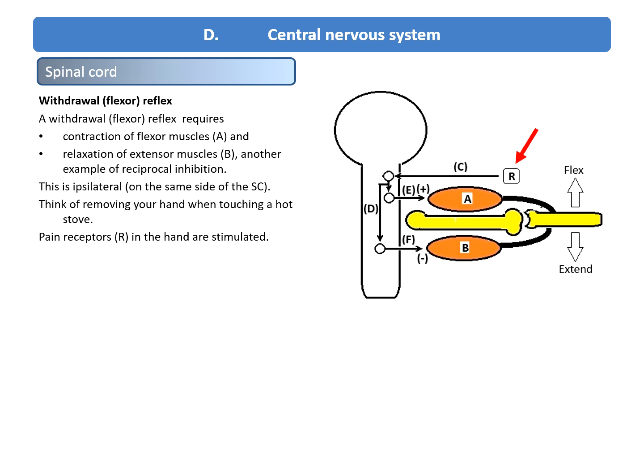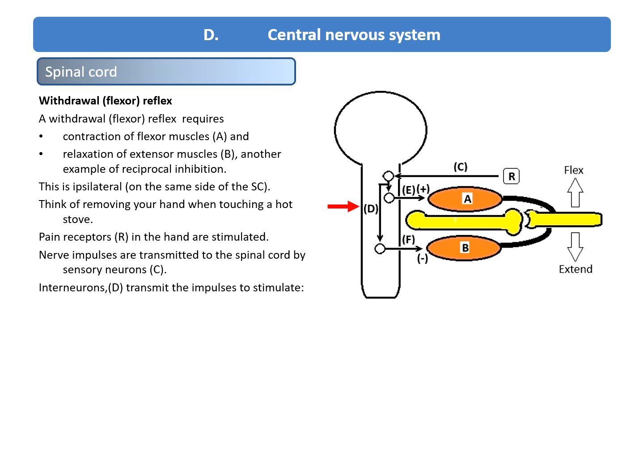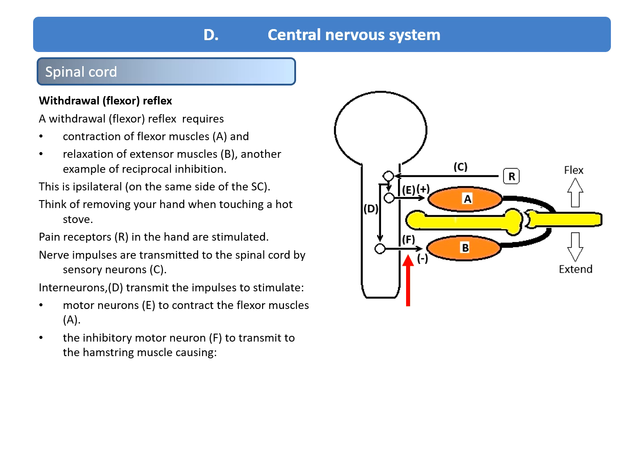Pain receptors in the hand are stimulated, nerve impulses are transmitted to the spinal cord by sensory neurons. Interneurons transmit the impulses to stimulate excitatory motor neurons to contract the flexor muscles and inhibitory motor neurons to inhibit the hamstring muscle. This causes the extensor muscles to relax.